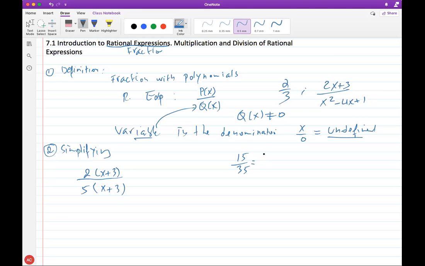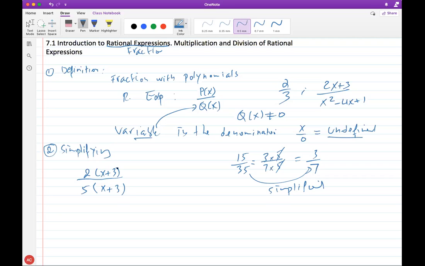So basically 15 is 3 times 5, and 35 is 7 times 5. That's right. And what we can do is cross out the common numbers, or the common factors. Basically, we just factored both numbers. We cross out the common ones, and we end up with a simplified fraction. Okay? We can apply the same idea to this.